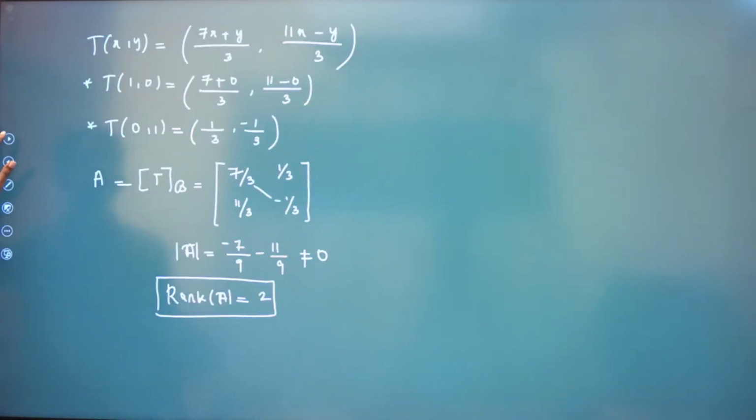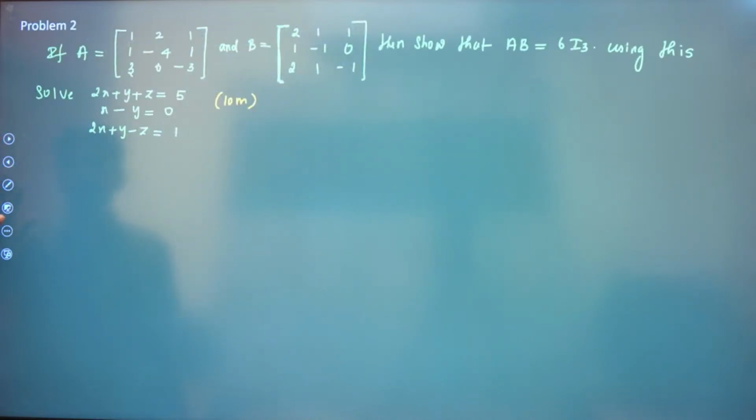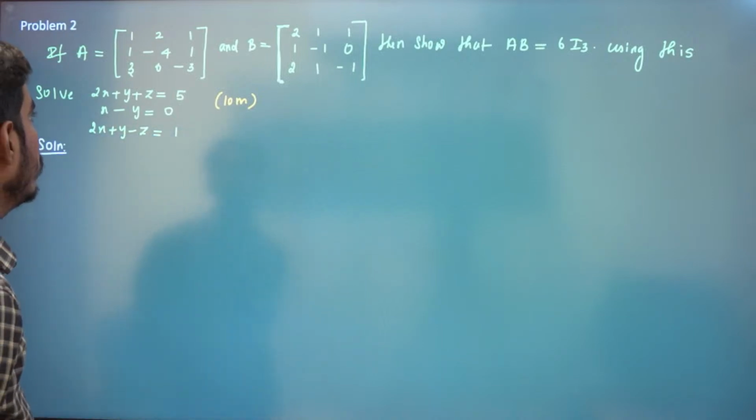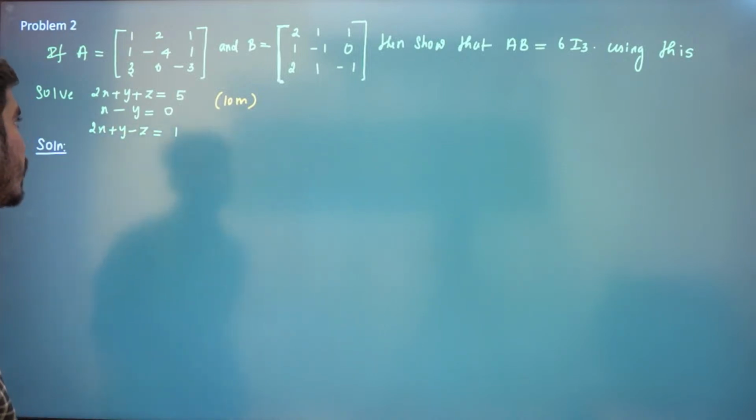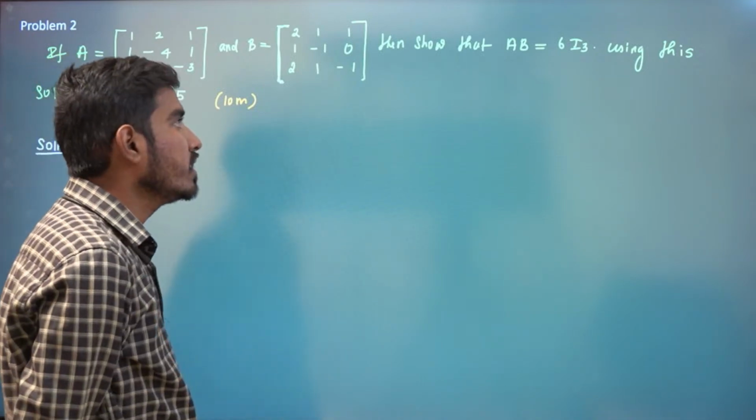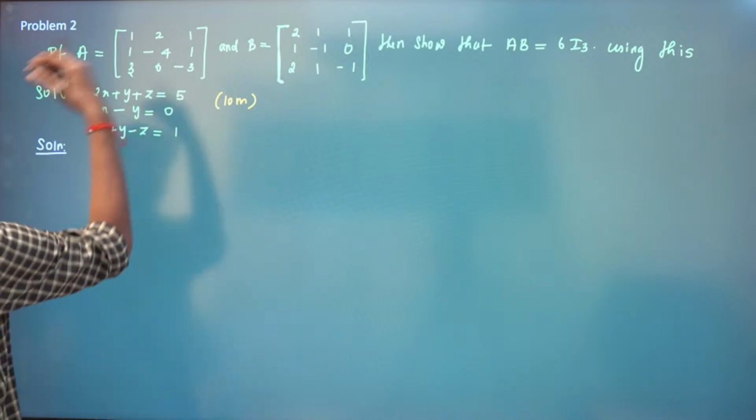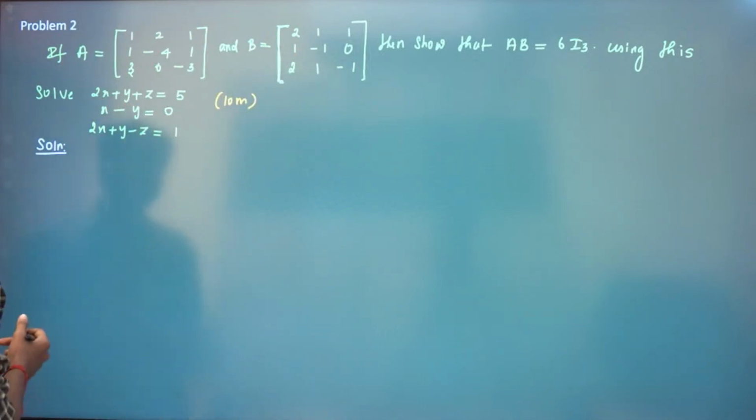Okay, so we'll move on to the second problem. Again, a very simple problem, like 11th and 12th standard level problems. 10 marks. If A is equal to [1, 2, 1; 1, minus 4, 1; 3, 0, minus 3] and B is equal to [2, 1, 1; 1, minus 1, 0; 2, 1, minus 1], show that AB is equal to 6 times I3. Using this, solve these equations.